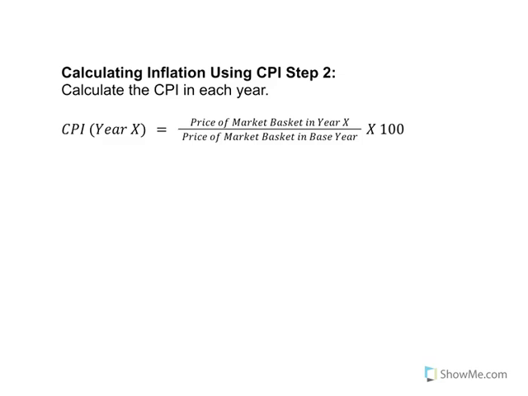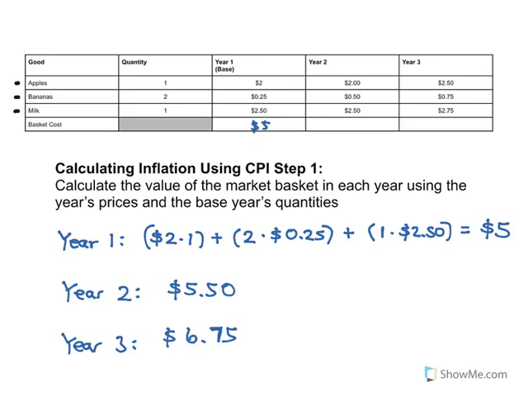And so you can see now why the base year is so important, because we're always going to divide by its market basket cost. Okay, so in this case, we're always going to be dividing by 5, because on the previous step, we calculated the year 1 market basket cost as $5. So how would we do the math? So again, you can pause the video, figure out if you can do the CPI in year 1, 2, and 3, and then come back and see if you were correct.